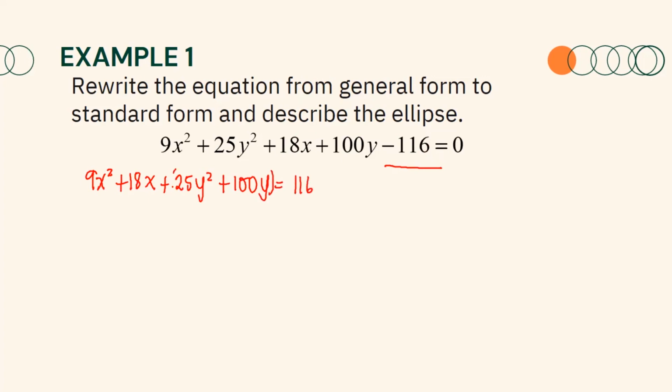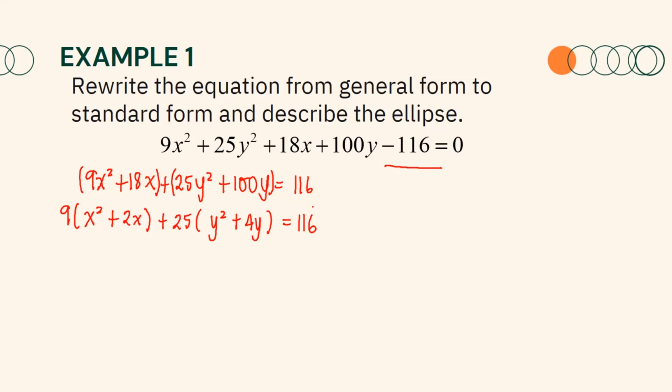Let us group the terms with y as the variable and x as the variable. Next, we need to factor out the numerical coefficients of the squared terms. So here, we need to factor out 9, and here, we need to factor out 25. Therefore, we will have 9(x² + 2x) + 25(y² + 4y) = 116.